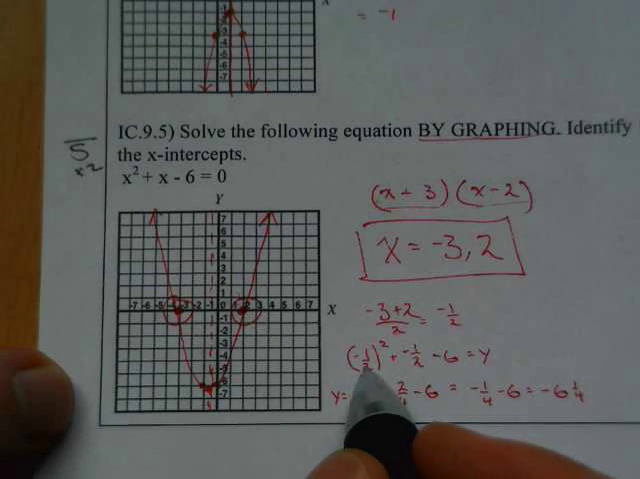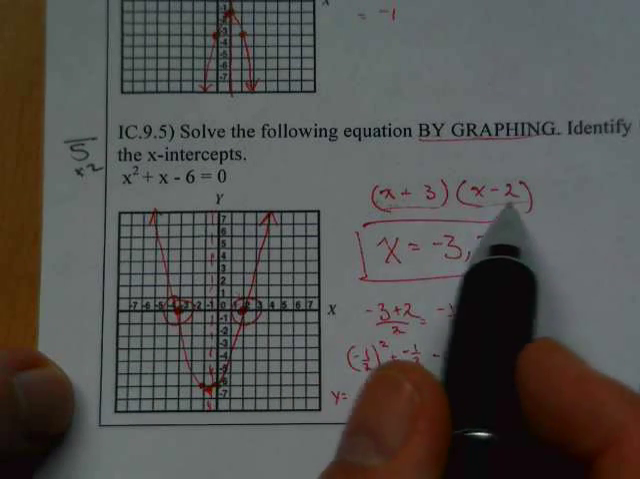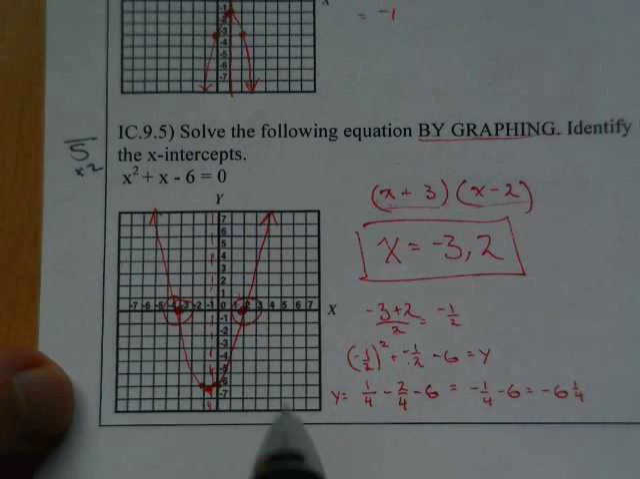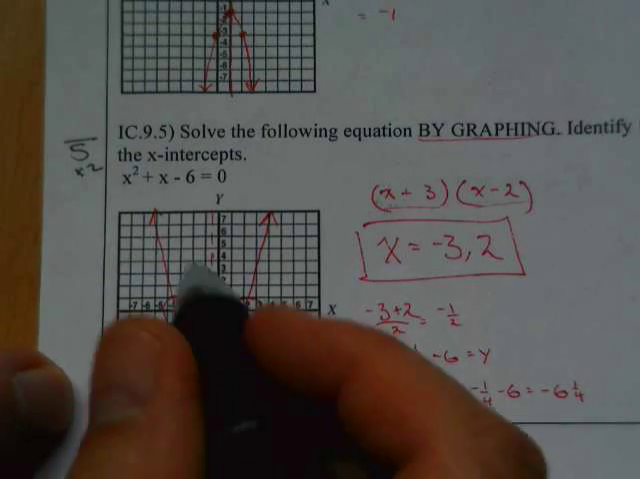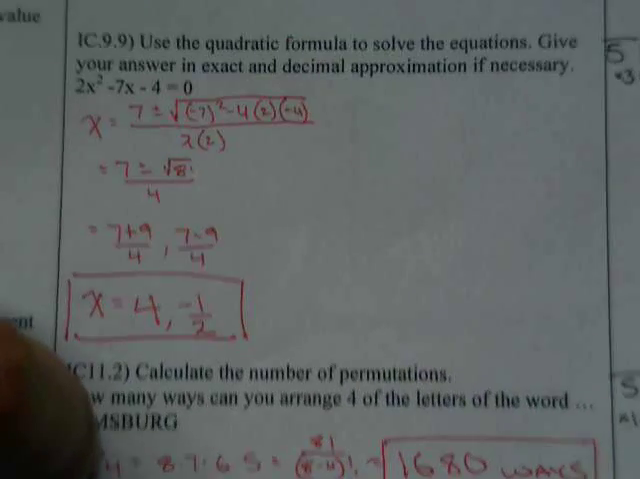So now I've got to plug in -1/2 into the original equation, or I could plug it in here. I chose the original equation to solve for y, and y was -6 1/4. So now I've got that point here, and I can continue making my graph. All right, on to the last section.